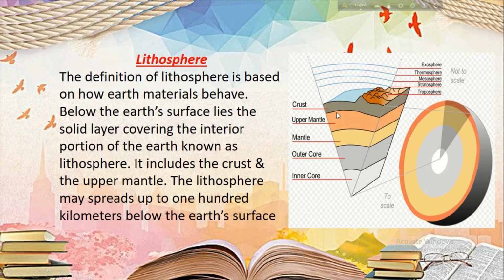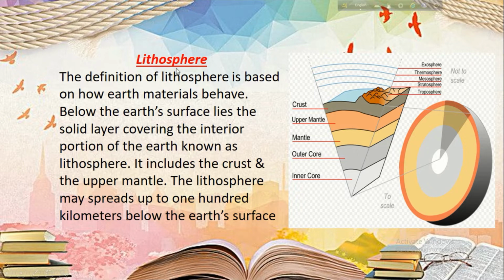Follow the next slide. What is lithosphere? Here is the section of the earth's interior portion: inner core, outer core, lower mantle, upper mantle, and this is the crust. This portion is the water body, that is the hydrosphere, and this one is the landmass, where we live. These are parts of the atmosphere.